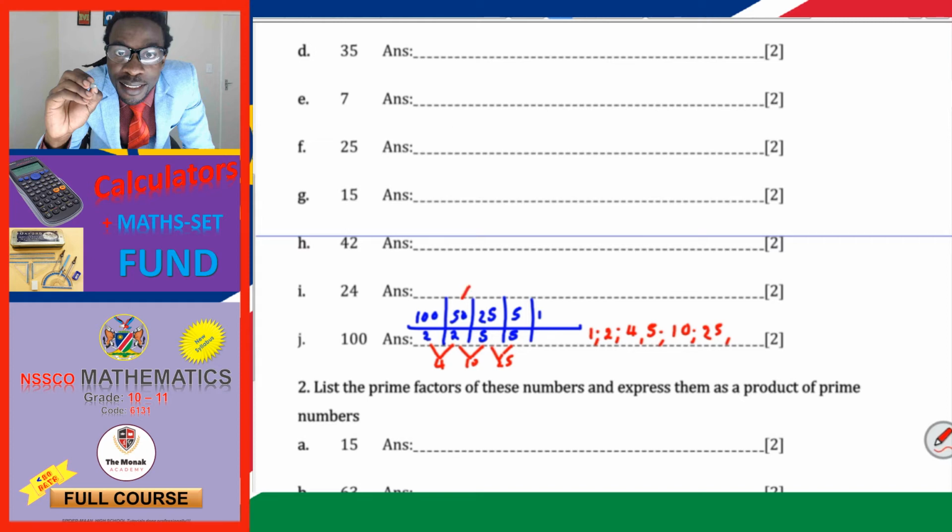And then we have 50, which is there. And then we have 100, which is there. So all the factors of 100 are 1, 2, 4, 5, 10, 20, 25, 50, and 100. So that is the method that I recommend when you are looking for all the factors.